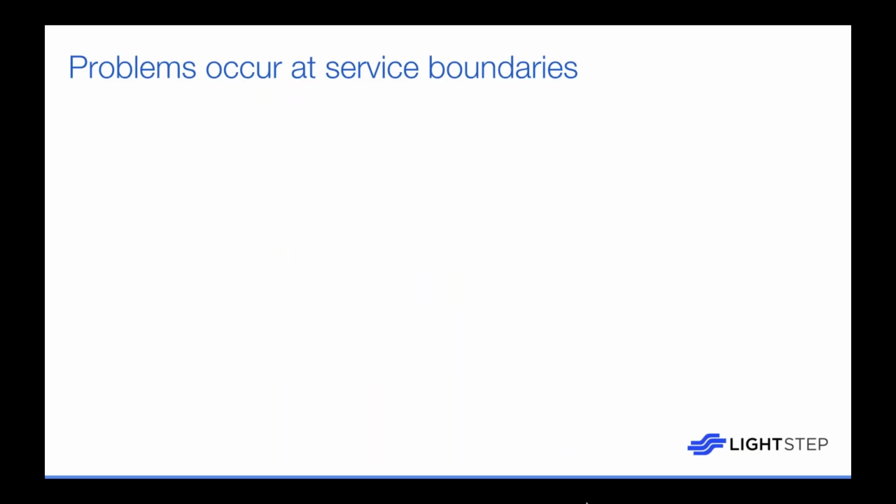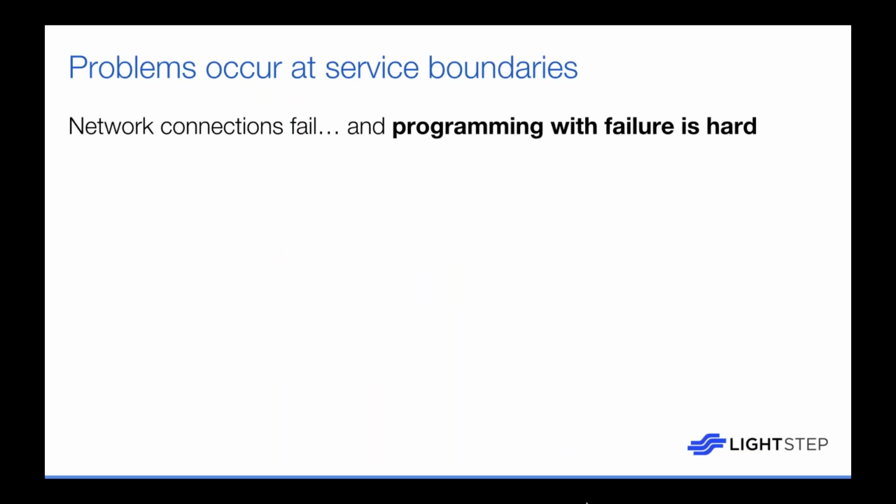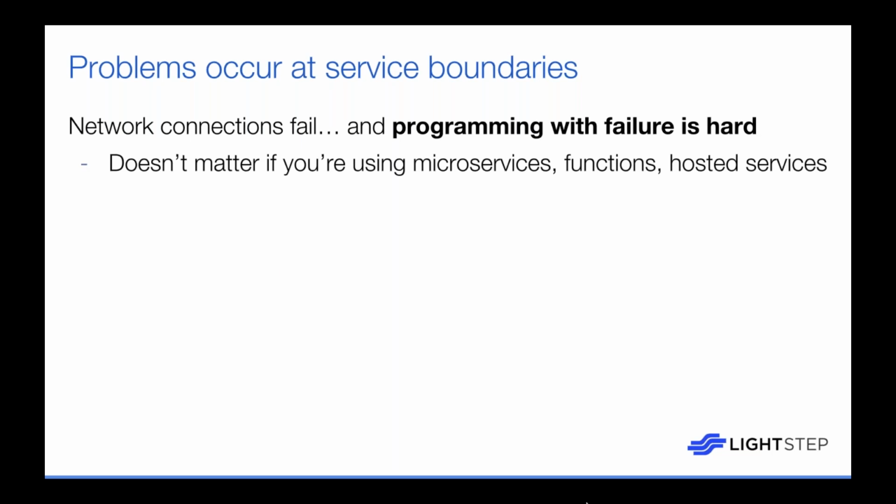So why do these problems occur at these service boundaries? Well, one is that network connections can fail, and programming with failure is hard. It doesn't matter if you're using microservices, functions, or even a monolithic application using some hosted services. Those are all points where failures can occur, and those are probably things that you're not thinking about as you're developing the code. If you are, good for you.